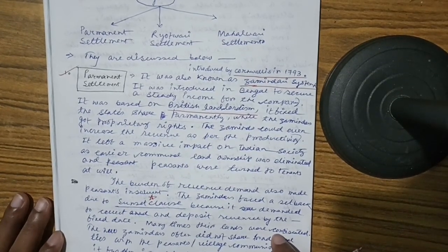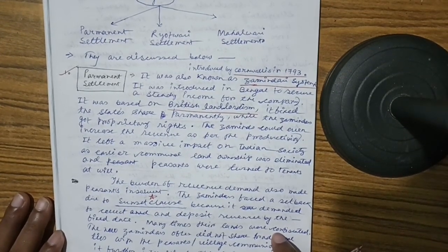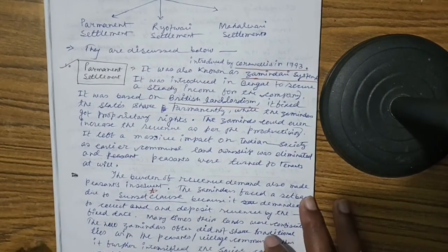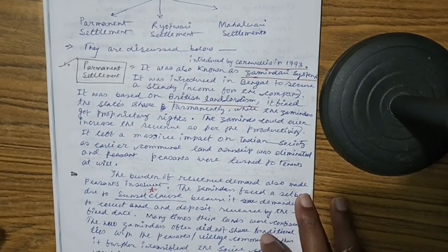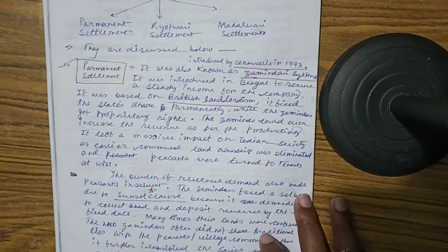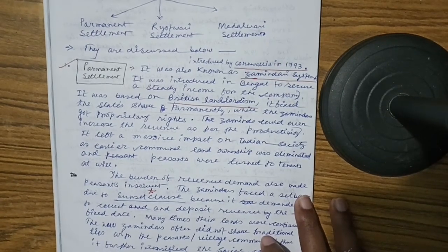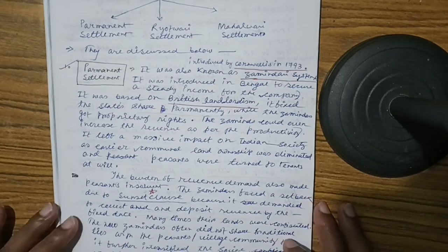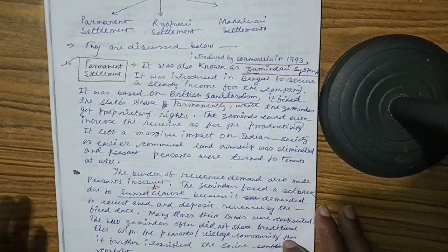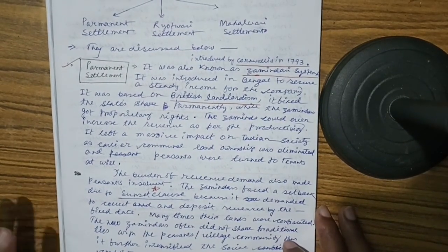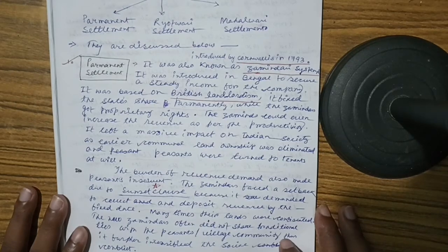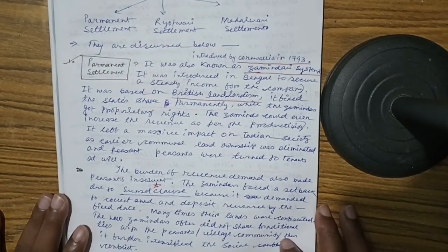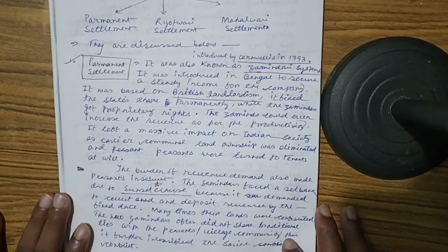to increase the taxes. As you know, the proprietary holders were the Zamindars, so they had the right to increase the revenue as per the productivity of the lands. It left a massive impact on Indian society. A huge impact was there. Earlier, communal land ownership was eliminated and peasants were turned into tenants at will.